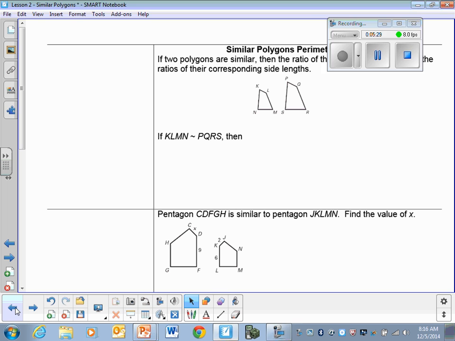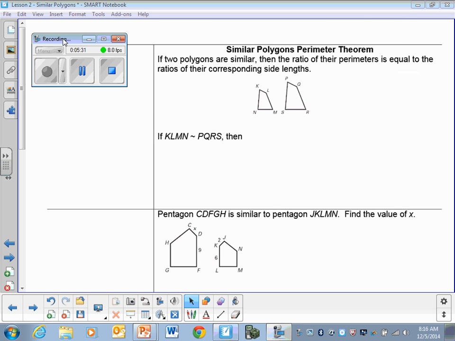Alrighty. You thought you might get away without any theorems. I fooled you by putting it on the second page. The similar polygons perimeter theorem says if two polygons are similar, then the ratio of their perimeters is equal to the ratio of their corresponding side lengths.